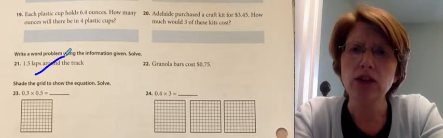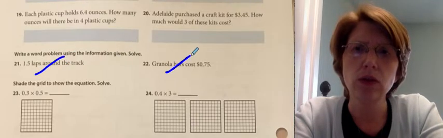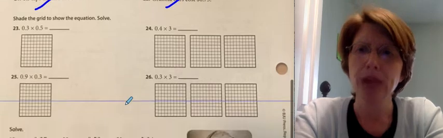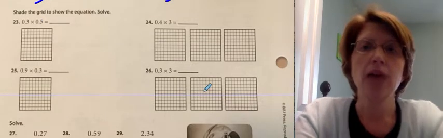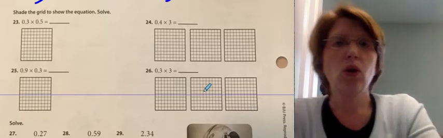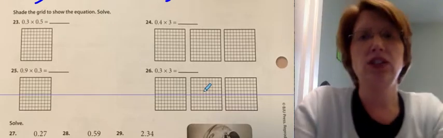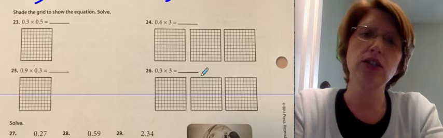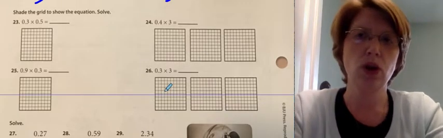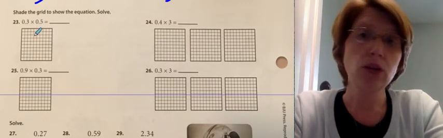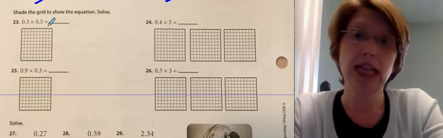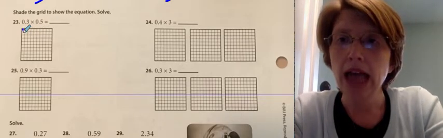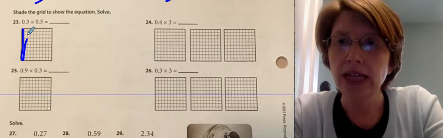I'm going to have you skip these 2 for now. 21 and 22 you can skip. And then 23 through 26 are what we did yesterday, but I'm going to show you the difference in these 2, okay? So 23 is what we did yesterday, 3/10 of 5/10. So we highlight the 5/10 first. We're going to color 5 of those rows.